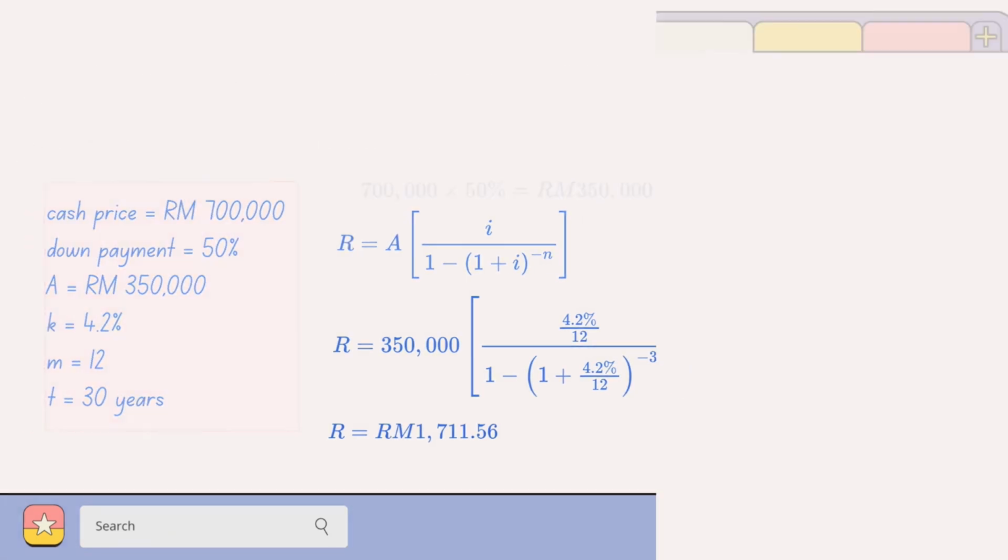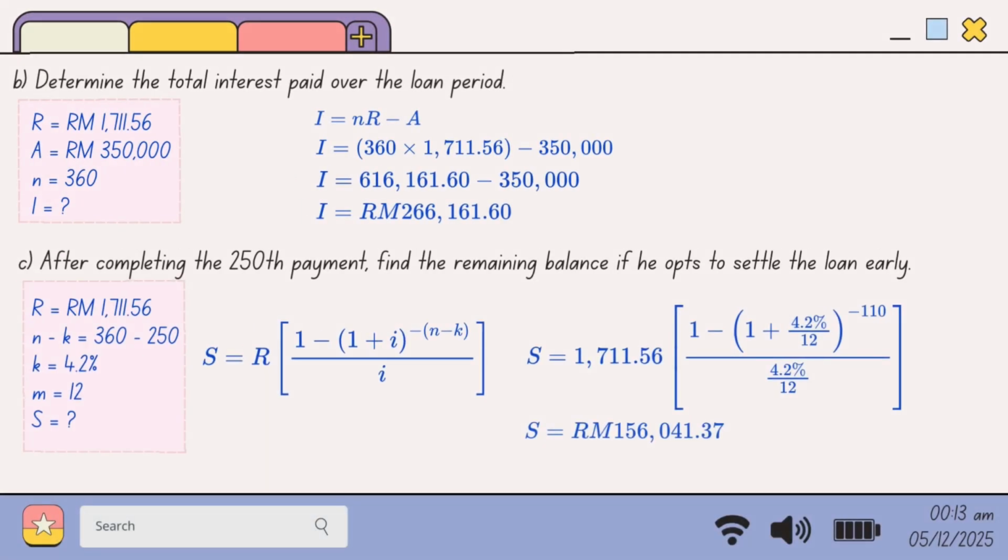Moving to B, determine the total interest paid over the loan period. For this question, we are using the formula I equals nR minus A. I equals 360 multiplied by 1,711 ringgit and 56 cents, minus 350,000. Solving the expression inside the brackets gives us 616,161 ringgit and 60 cents minus 350,000. Therefore, the total interest paid over the loan period is 266,161 ringgit and 60 cents.